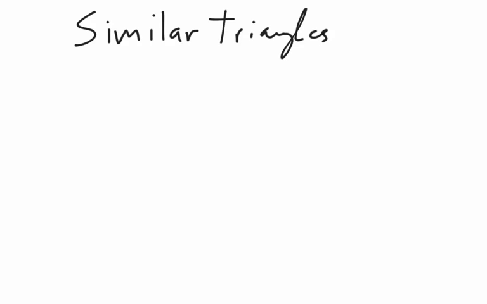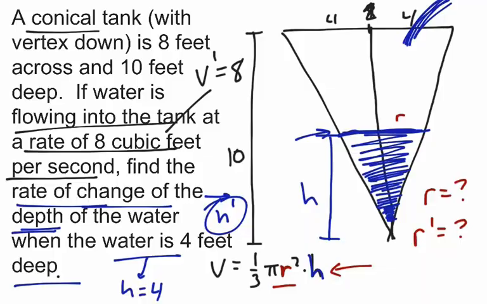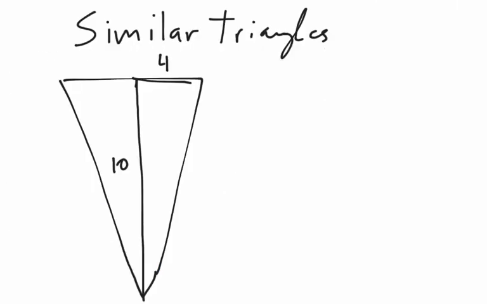So I'm going to redraw our picture. Here's our big cone, and the big cone has a radius of 4 and a height of, double checking, 10. 8 feet across, 10 feet deep, radius 4, height 10. And here's our water, that has a radius of r and a height of h.